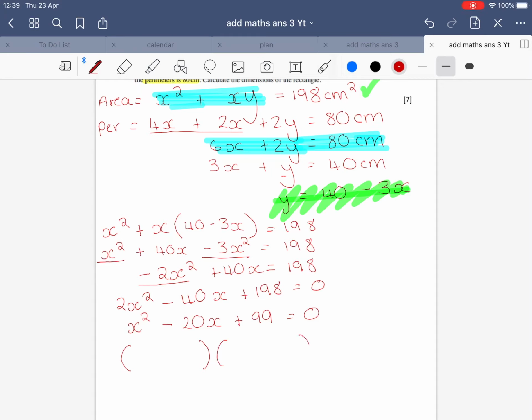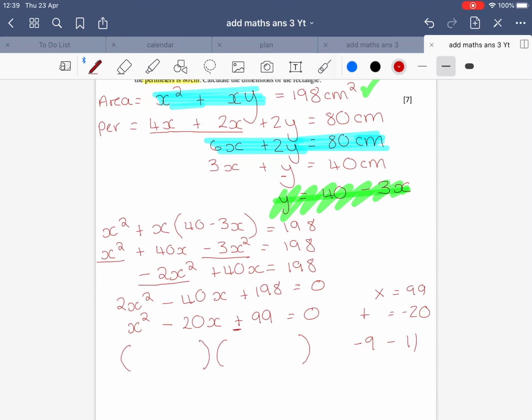So I have done a video on factorising into double brackets. This is a little bit easier because I've got now no number in front of my first coefficient. So I want 2 numbers that multiply to make 99, and then add up to make minus 20. So just take a minute and think of your factors of 99. So 1 and 99, 3 and 33, etc. and think about which ones make minus 20. So it's going to be minus 9 and minus 11.